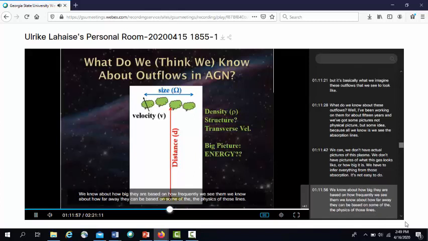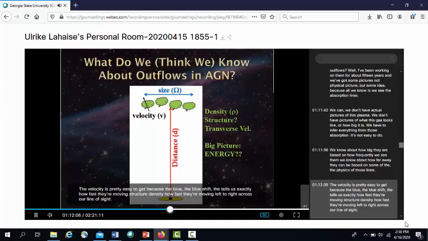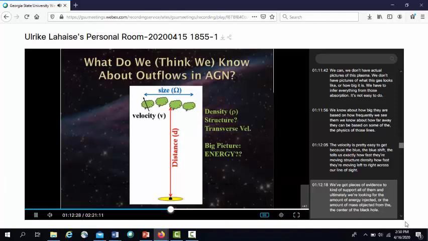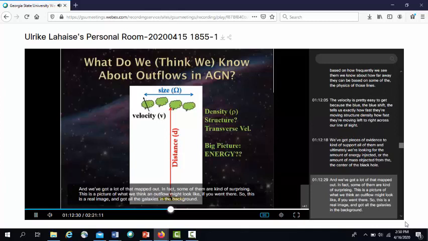We know about how big they are based on how frequently we see them. We know about how far away they can be based on some of the physics of those lines. The velocity is pretty easy to get because the blue shift, the Doppler shift, tells us exactly how fast they're moving. Structure, density, how fast they're moving left to right across our line of sight. We've got pieces of evidence to support all of them. And ultimately, we're looking for the amount of energy ejected or the amount of mass ejected from the vicinity of the black hole. And we've got a lot of that mapped out.